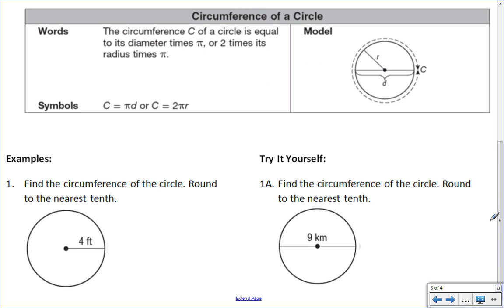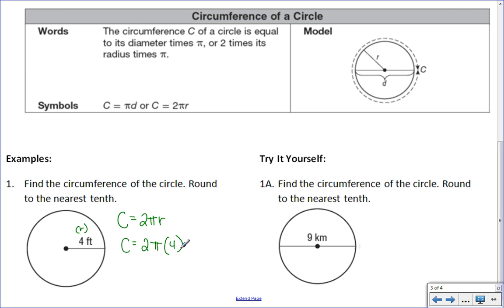So for the first example, it says to find the circumference of the circle, round to the nearest tenth. And I see here that we have the radius, since it just goes from the center to the outside. So I don't want this first formula, I actually want the second one, C equals 2 pi r. And this is the only measurement in the circle. This says the radius. So I know I can substitute that in place of r in the formula.